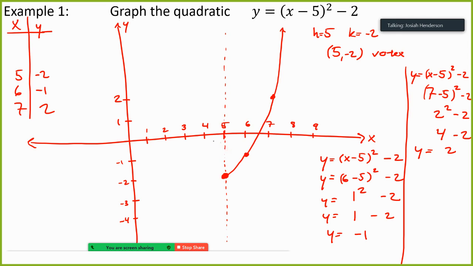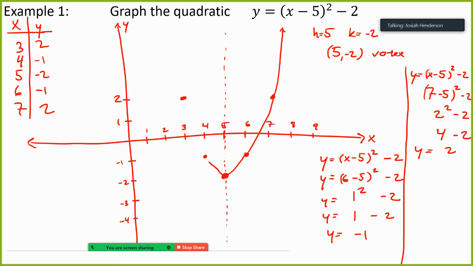Now, what about the other side? I'm going to put on my table, just to keep track of what's going on, a 4 and 3, the other numbers going backwards on the list. And we can make a mirror image with what we got for 6 and 7. So 4 will go to -1, and 3 will go to 2. Whatever we find for one side of the parabola will match the other side. So 4, -1, and 3, comma, +2, just like our 7 went up to +2.